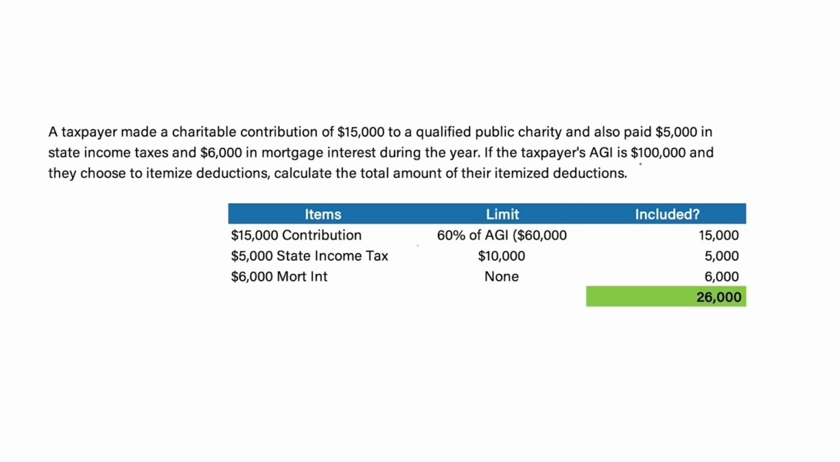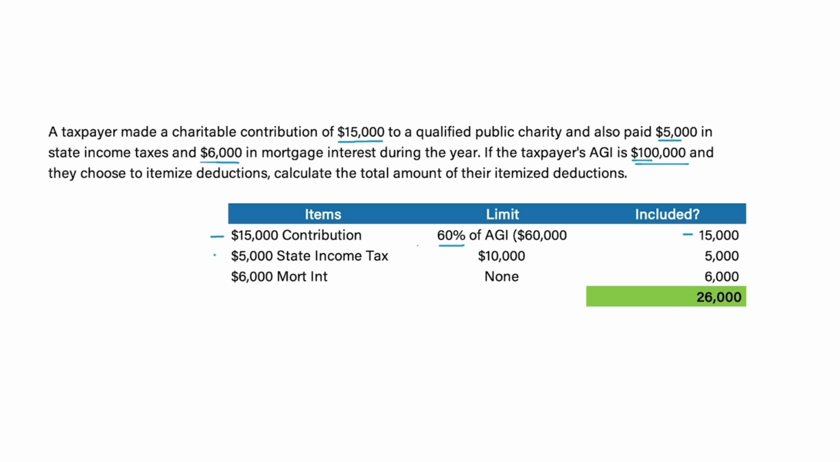If the taxpayer's AGI is 100,000 and they chose to itemize deductions, calculate the total amount of their itemized deductions. They made a charitable contribution of 15,000 to a qualified public charity and also paid 5,000 in state income taxes and 6,000 in mortgage interest during the year. So let's consider each item and what the limitation is. They contribute 15,000 cash, and you can contribute up to 60% of your AGI, so up to 60,000.